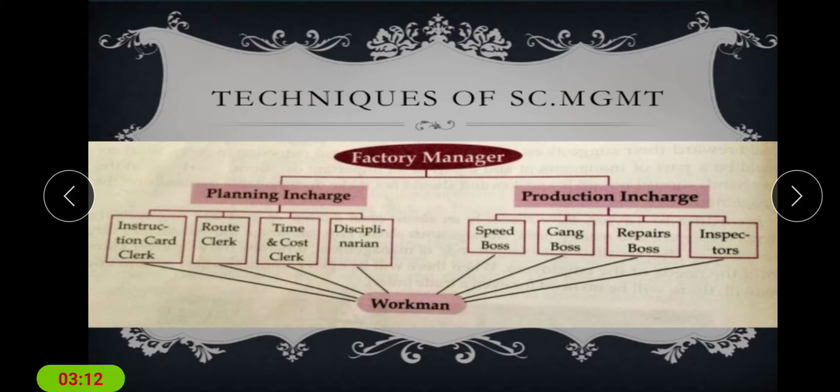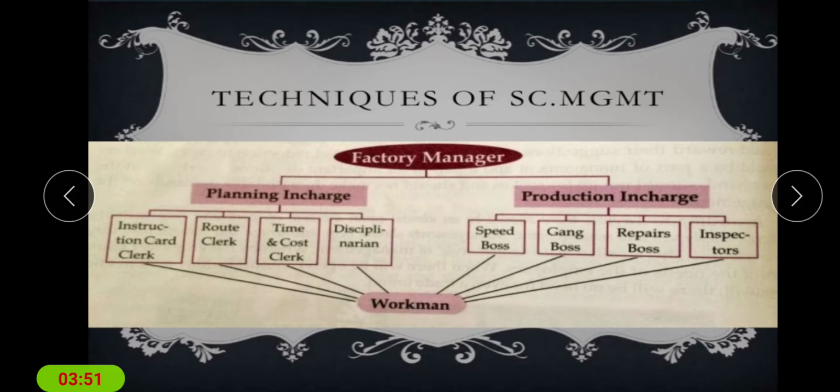Now see the function of foremen under production department. Number 1, speed boss. He ensures that all the workers are performing their job at the required or expected speed. If it is not so, the speed boss tries to find out the causes of slow speed and finds a solution for it. Now the gang boss assembles and sets up tools and machines, and he ensures that the workers make all their personal motions in the quickest and best way.